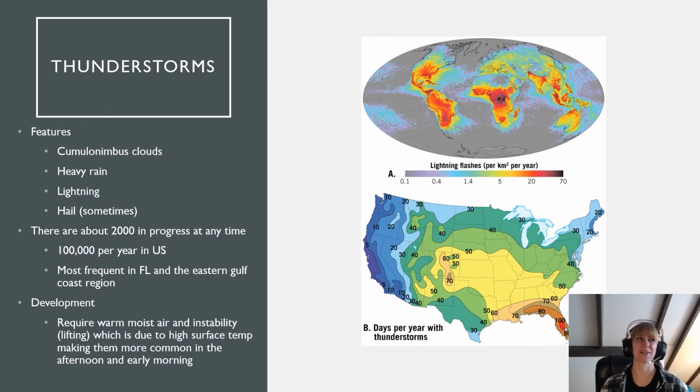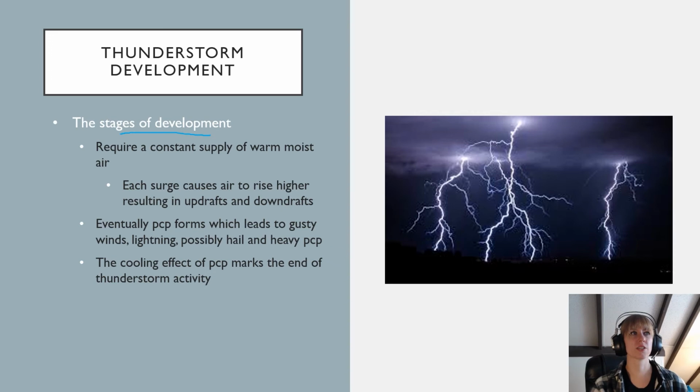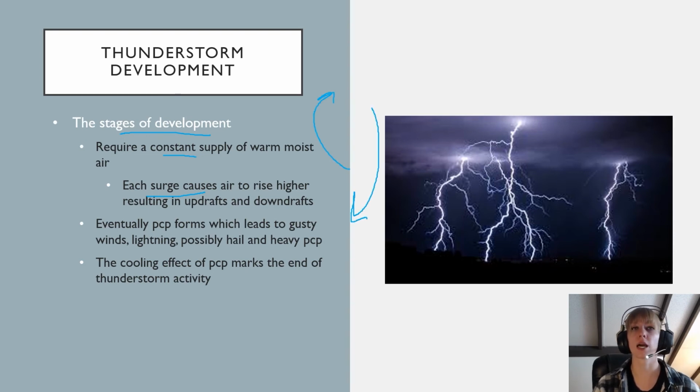How does it develop? It requires warm, moist air. Instability, or lifting, which is due to high surface temperature, making them more common in the afternoon and early morning. So stages of development: you need a constant supply of warm, moist air. Constant. Without that, it dies. Each surge causes air to rise higher, resulting in updrafts and downdrafts. And this is how we get hail. The cooling effect of precipitation marks the end of the thunderstorm's activity. So if it starts out with really hot rain, it's going to keep going. As that rain becomes colder and colder, you're getting the end of it.